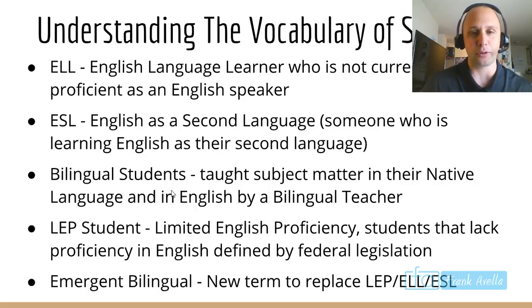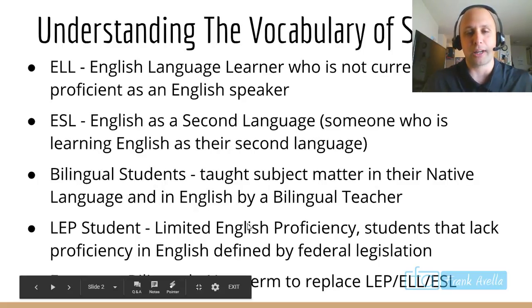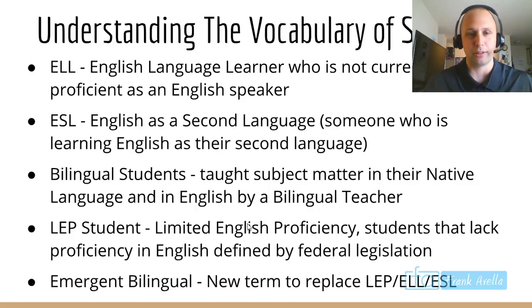Next is a bilingual student. Bilingual students are kind of defined by their teacher, and bilingual means speaking two different languages. So bilingual students are somebody that's taught subject matter in their native language, and it doesn't have to be Spanish. It could be another language, and in English. So they learn the content in both English and in their native language.